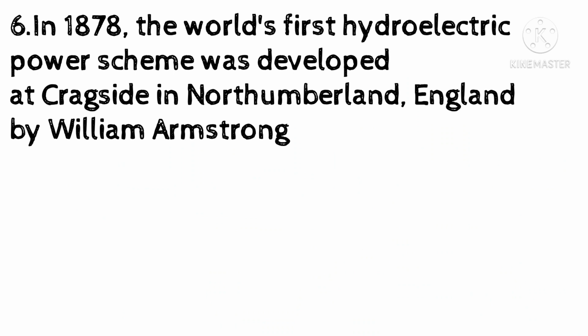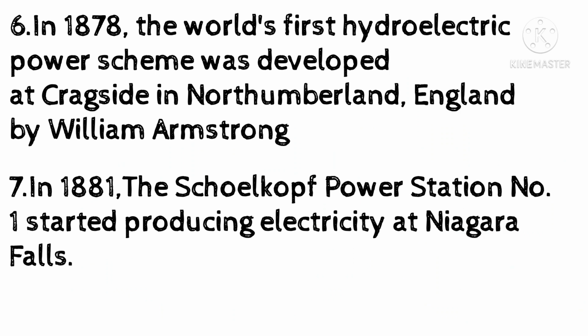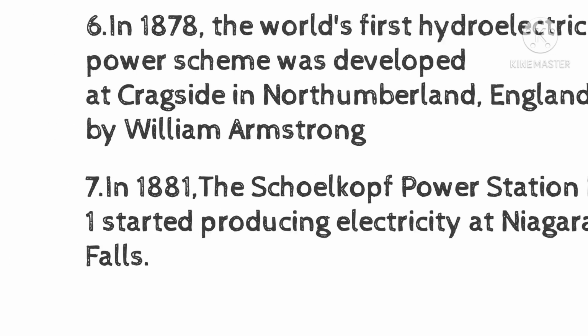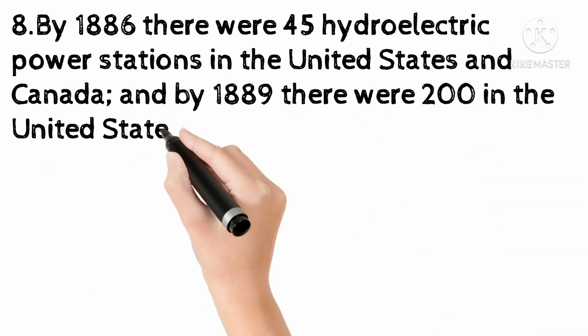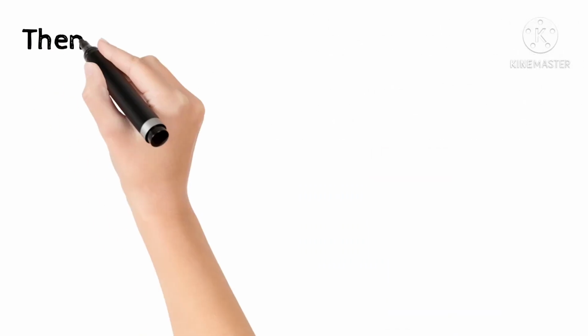In 1878, the world's first hydroelectric power scheme was developed at Cragside in Northumberland, England, by a man called William Armstrong. In 1881, the Schoelkopf Power Station No. 1 started producing electricity at Niagara Falls. In 1886, there were 45 hydroelectric power stations in the United States and Canada, and in 1889 there were 200 in the United States alone. This shows that hydroelectricity grew very fast.